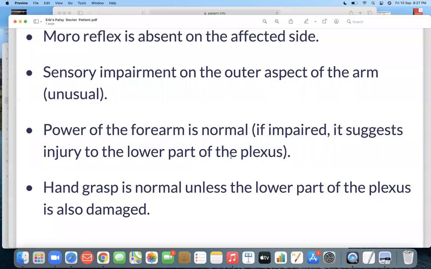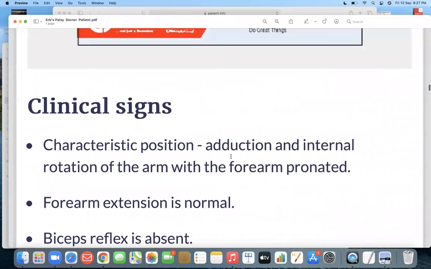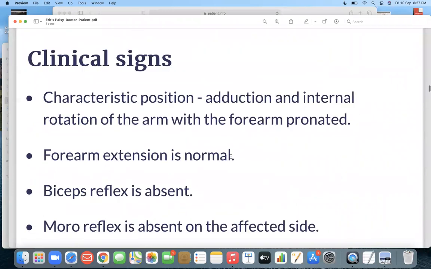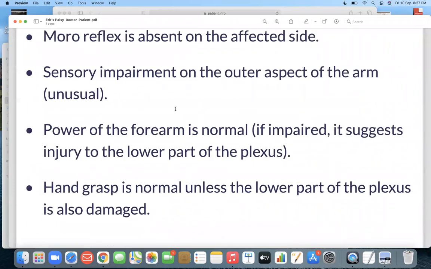Okay, so mainly the affection is at the shoulder and also for the supination. Hand grasp is normal unless the lower part of the plexus is damaged. So this was the clue for her when she said that she will do the grasping of the hand to check the power. I said that it is good. Okay, but now I have a doubt.